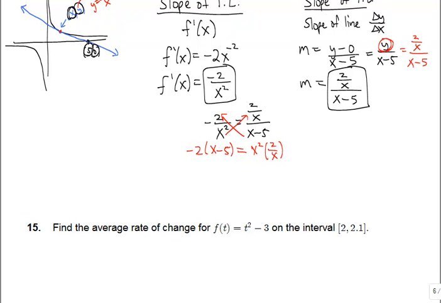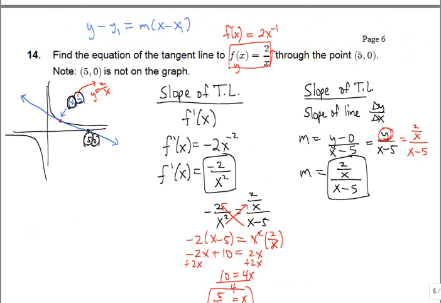Now let's go ahead and simplify. On the left side we get negative 2x plus 10, and on the right side one of these x's is going to cancel, giving me just a 2x. So if I add my 2x over, this is just a linear equation, so I can solve for x now by dividing by 4, and 10/4 reduces to 5/2. So we now know what this point is right here.